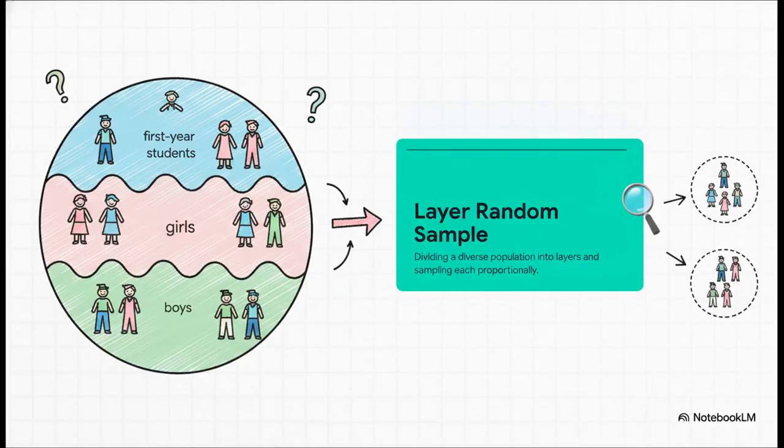To fix this, we bring in the layer random sample method. Basically, we divide the population into distinct layers based on their differing characteristics, like splitting up the boys and the girls, or separating first-year students from second-year students. Then, we choose a random sample from within those specific groups so that each layer is represented according to its actual proportional size in the whole population. Honestly, this is the absolute best way to guarantee fair, accurate representation anytime you're dealing with a diverse group.